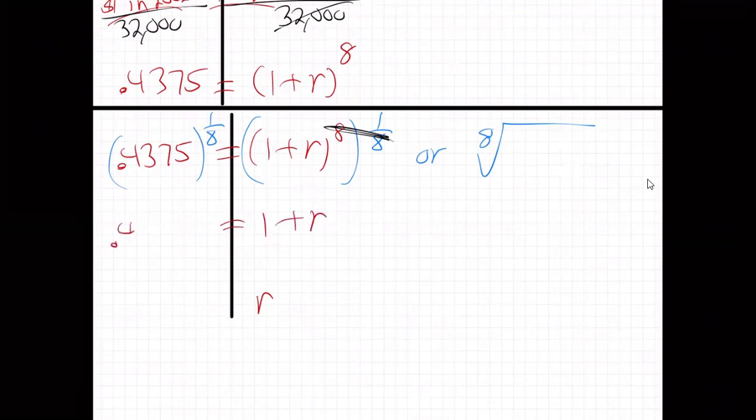And this one, I'm just going to leave it for now, 0.4375 to the 1/8 power. That gets rid of the 8 power, right? A 1/8 power is the opposite of an 8 power. Or you could also do an 8th root, same thing. Now you want to get r alone, so last step, subtract 1. Just subtract 1 from both sides. Boom, that's gone. R indeed is alone. So what is it?